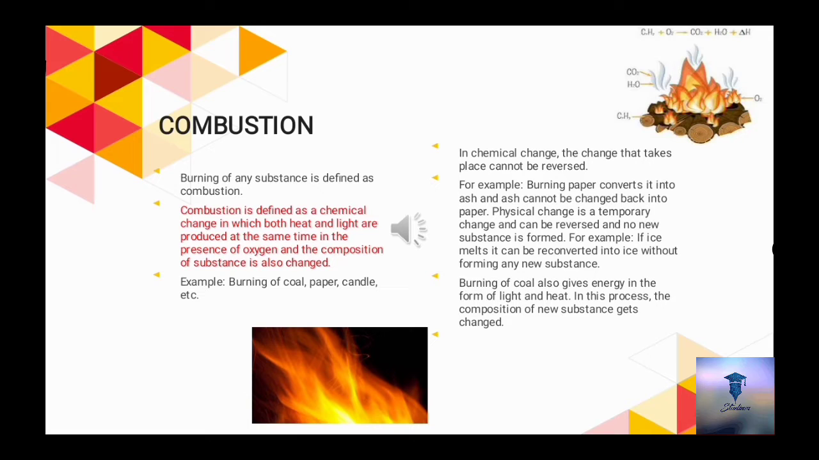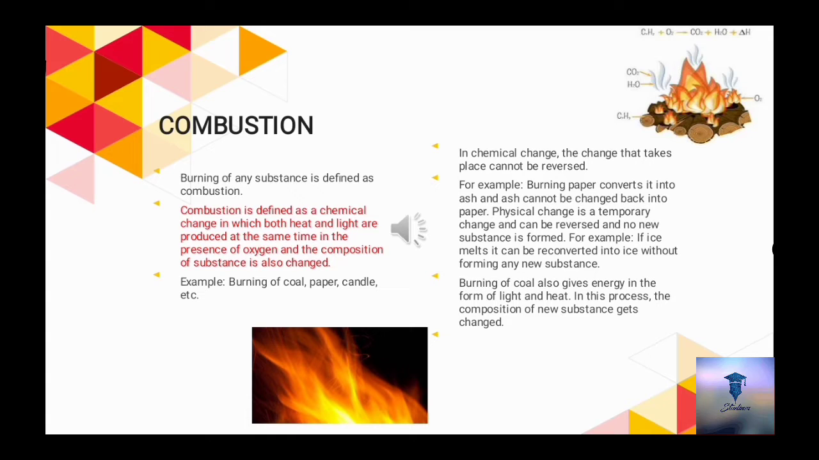As we all know that chemical change is a change in which new substances are formed, properties do not remain the same, and it cannot be reversed by reversing the condition. The same thing happens with the combustion. For example, burning of coal or a paper. If we burn a coal or paper, what we get as a result is ash. And ash cannot be reversed back to its original state, that is paper. So that is why we use the term chemical change in the definition of combustion.